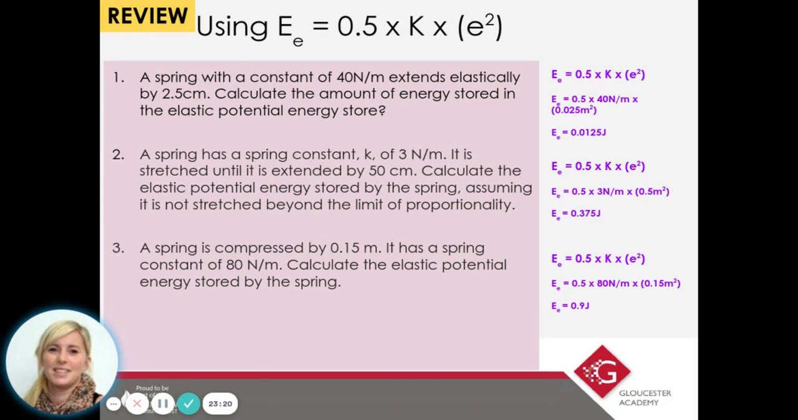So to work out the elastic potential energy, that's the 2 E's, you do 0.5 times by K, which in the first question was 40, times by 0.025 metres squared. So you do the bit in brackets first and then you times it by the other 2 numbers, and you can see the answer there. And then you can see that it's the same for the other 2 questions.